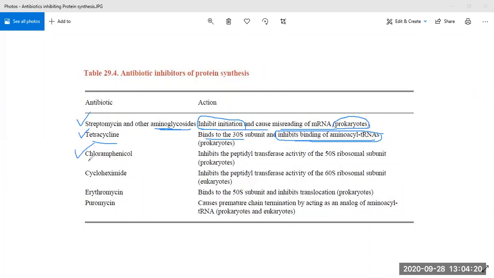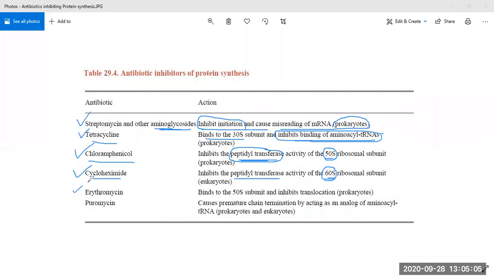The third category of antibiotic is called chloramphenicol. They inhibit the peptidyl transferase activity. So you know what is this peptidyl transferase activity? Peptidyl transferase activity is required for peptide bond formation. So they inhibit this peptidyl transferase activity, and as a result of that, chain elongation will not take place. You have another kind of antibiotic called cycloheximide. Please remember, it inhibits peptidyl transferase activity in the 60S ribosome, the eukaryotic ribosome. 50S is present in prokaryotes, in bacteria. The large subunit in bacteria is 50S, whereas the large subunit in higher organisms, eukaryotic organisms, is 60S. So cycloheximide inhibits the peptidyl transferase activity of the 60S ribosomal subunit.